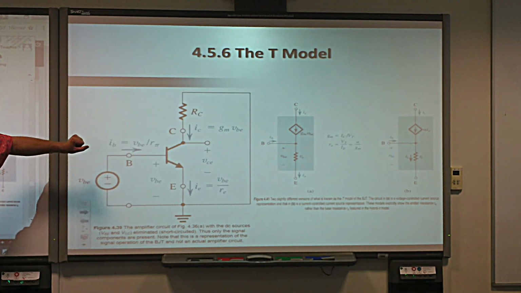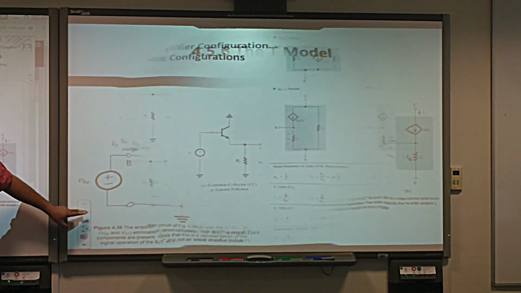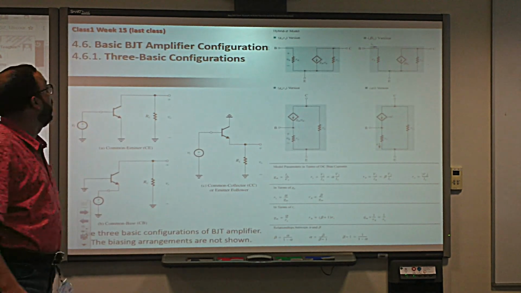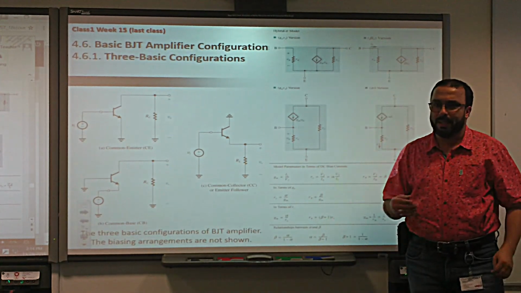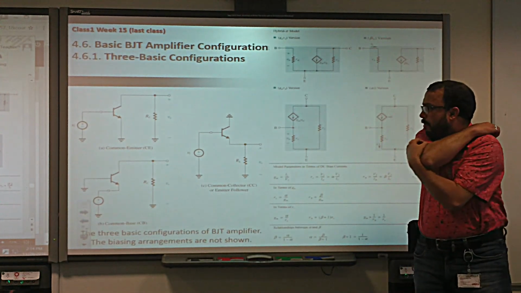All right, we finished the T model last time and all the models, and today we touch basically the amplifiers. So be ready, take notes. We have lots of things to go through.